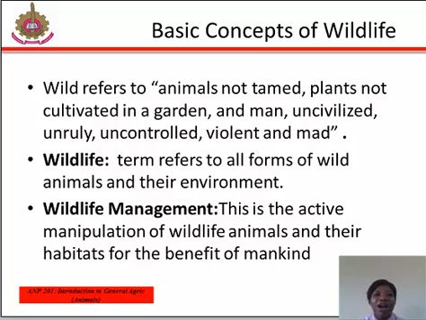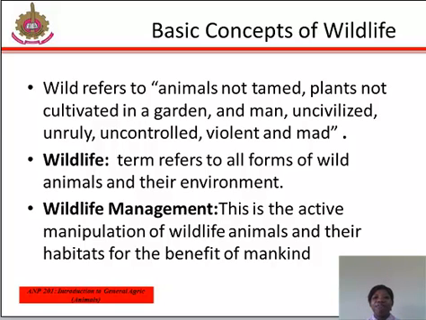The second learning outcome: basic concepts of wildlife. The following are the basic concepts of wildlife. The first one is wildlife, which refers to all forms of wild animals and their environments. Alternatively, it can also be referred to as non-domesticated plants, animals and other living organisms.